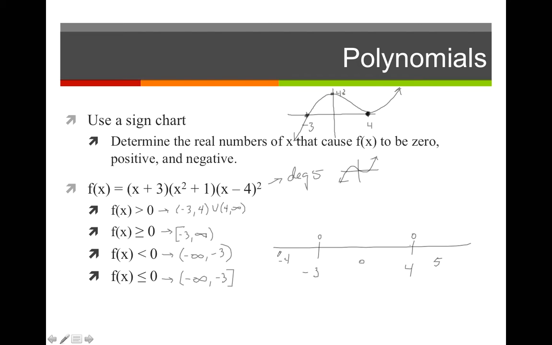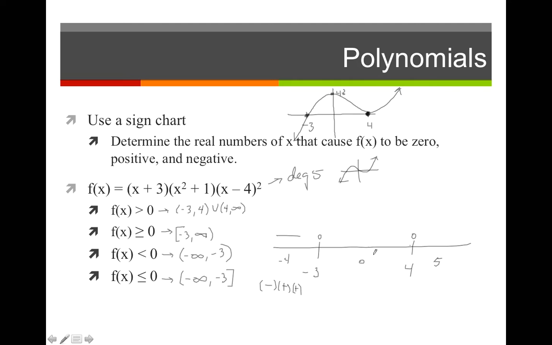So if I was to plug in -4, I would get -4 plus 3, which is negative, times -4 squared. Well, that's positive. And -4 minus 4, well, that's going to be -8, but squared is going to be positive. So negative times positive is going to be negative. So everything in this interval is going to be negative. And look, that's actually what happens in the graph. Everything on that interval is negative.